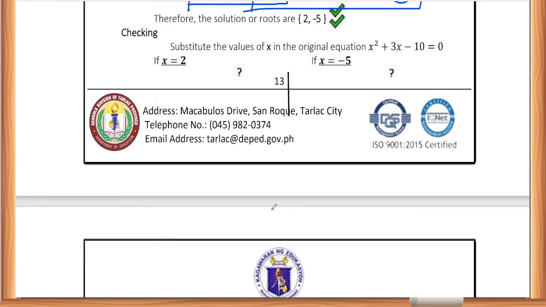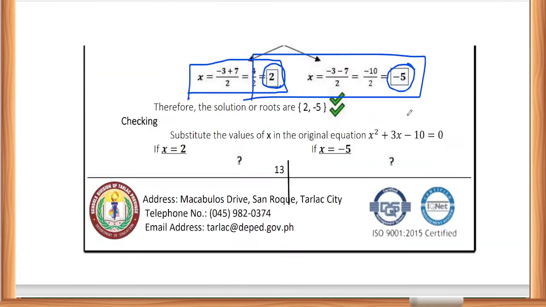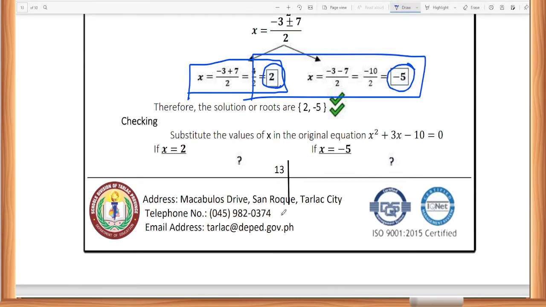Okay po? Madali lang, di ba? Basta alam nyo lang yung quadratic formula. If you want to check, you just simply substitute the value of x. No? Substitute nyo lang that x is negative 5 and x is 2.